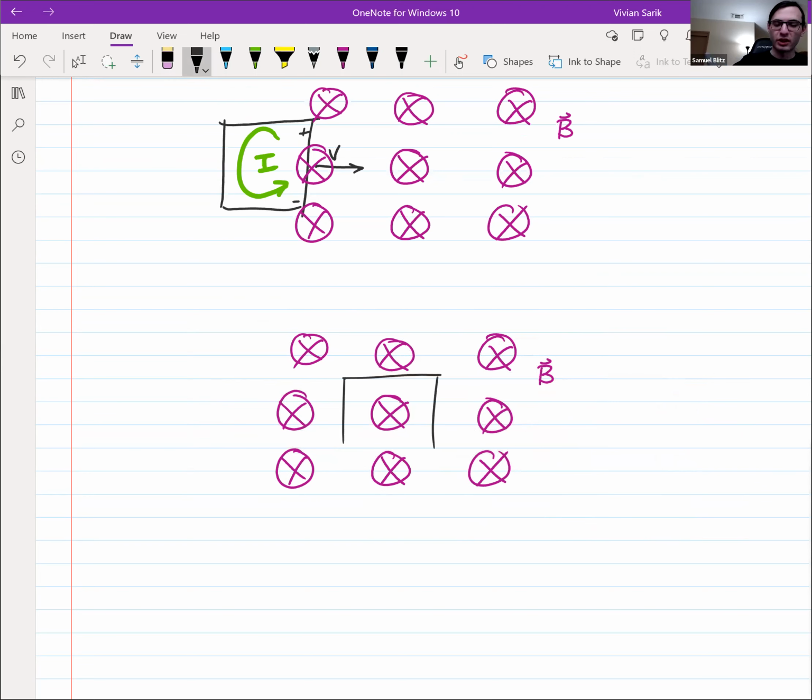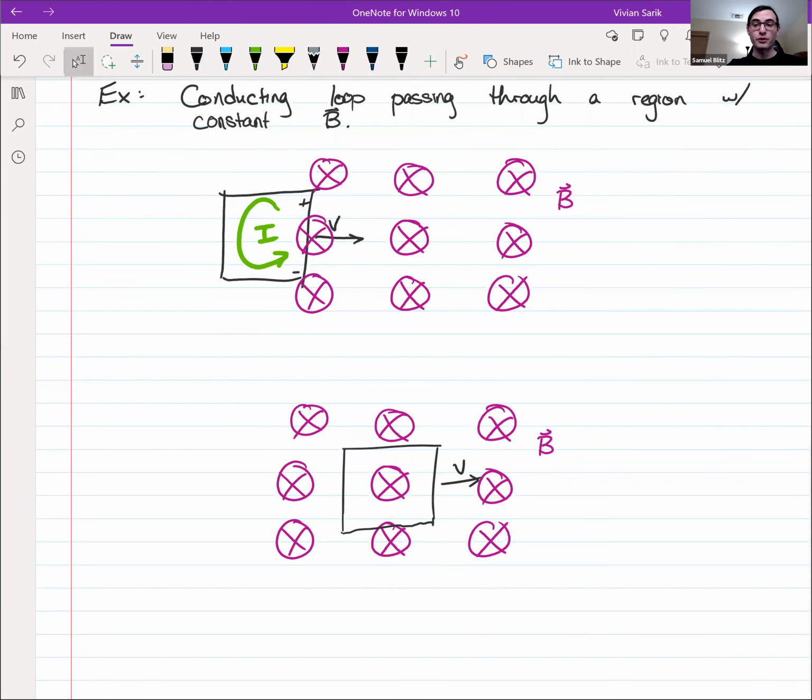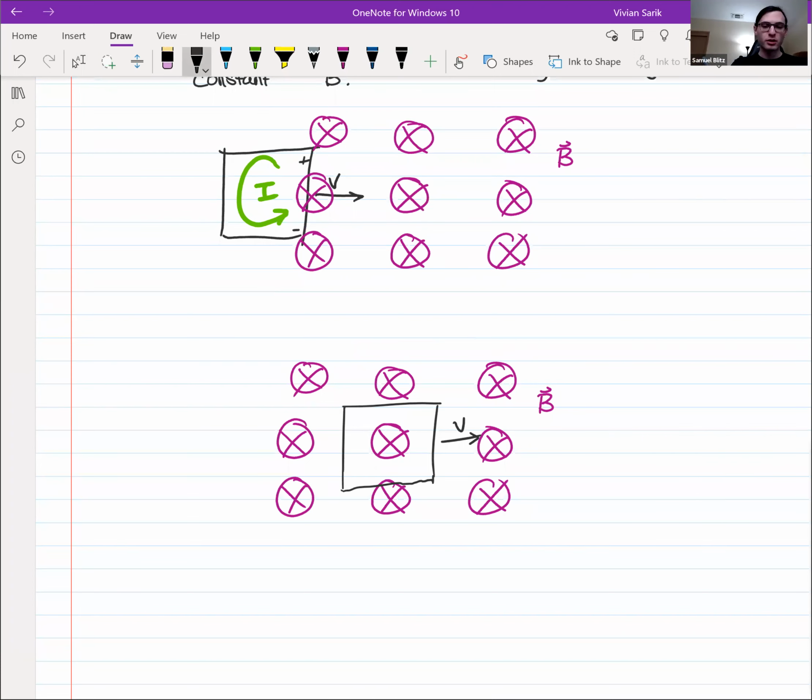Now it's just experiencing a constant magnetic field all the way through, still moving with some speed of v. So the question is, let's try it using motional EMF. The top and bottom of the loop will experience a force separating the positive charges above and below, but that doesn't actually force the charges to flow in one direction or the other. So we could ignore the top bar and the bottom bar for now.